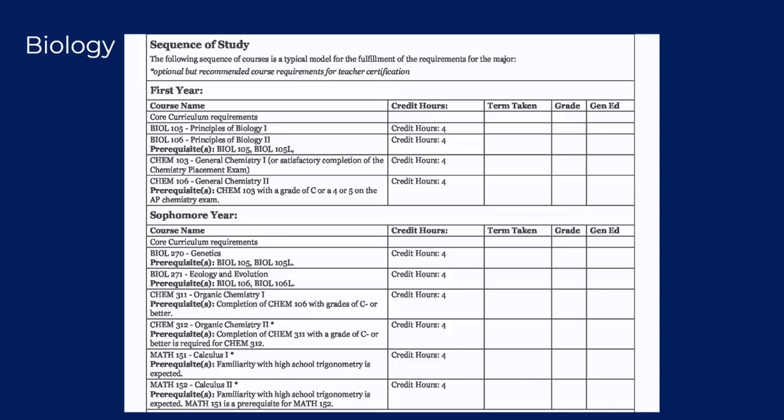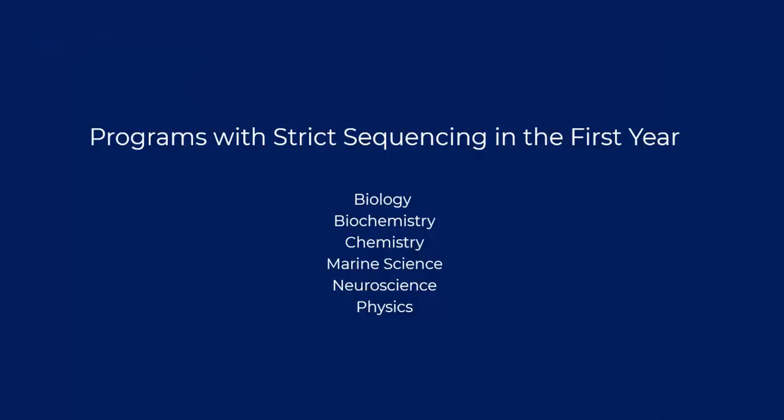Some majors have required courses in the first year. If you are even possibly considering a major in biology, biochemistry, chemistry, marine science, neuroscience, or physics, you should look carefully at the list of courses you should take. It may be one or sometimes two courses, in order to stay on sequence. Other majors require only that you take a course in the major, but do not dictate which one.